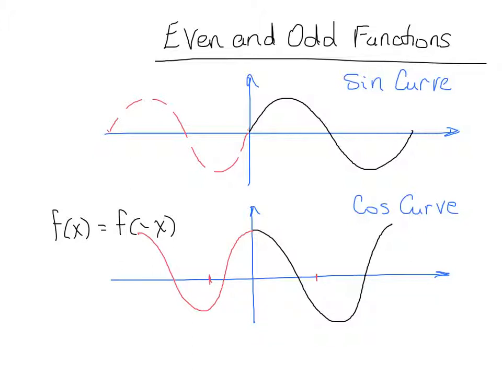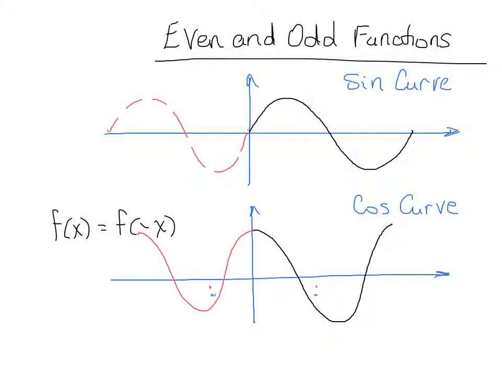Our y value, or f of x value, is actually going to be the same whether you are on the positive side of the graph or on the negative side of the graph. So otherwise saying, an even function is going to have the y-axis as a perfect mirror.